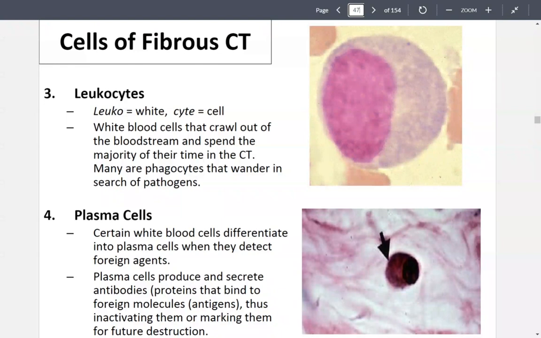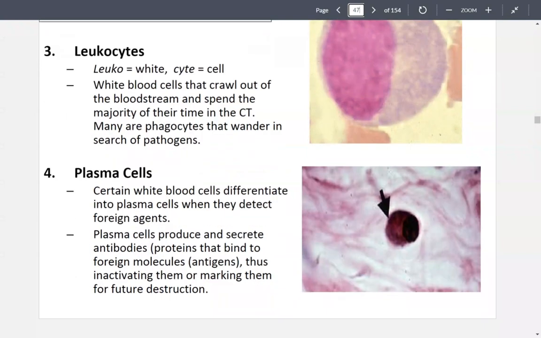Plasma cells, another variation on a white blood cell. These are going to be the ones that differentiate, and when foreign agents are detected, these are the ones that can produce those antibodies. Antibodies are proteins that bind to foreign molecules, those antigens, inactivating them and/or marking them for destruction. So these guys will light them up going, these don't belong, please come eat them. They're hazard signals.